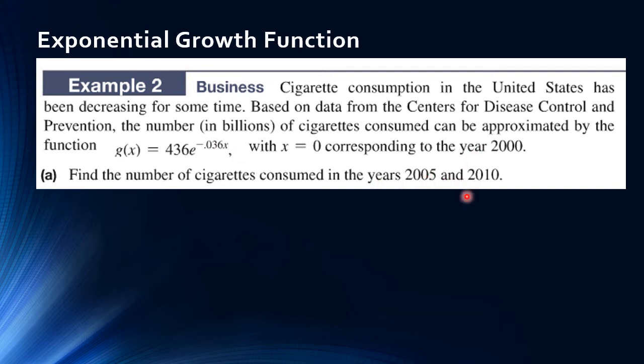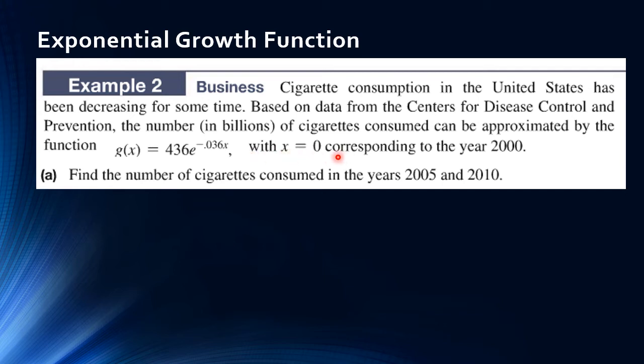But since I'm asking for 2 different values, I would suggest that you plug in this formula in your y equals function. It's the top left button. So y equals 436e raised to the power of left parenthesis negative 0.036x right parenthesis. And then you can hit the graph button, the upper right button, but use the table function, which is above the graph button, and use the blue second button to get to those tables.